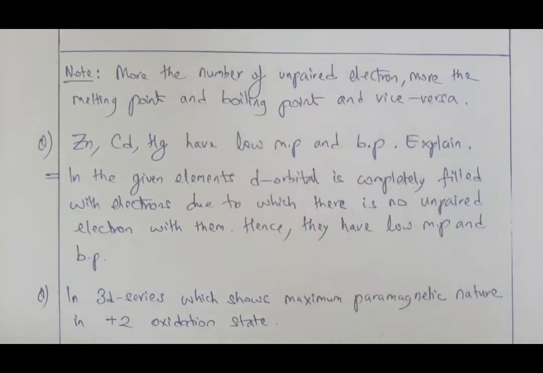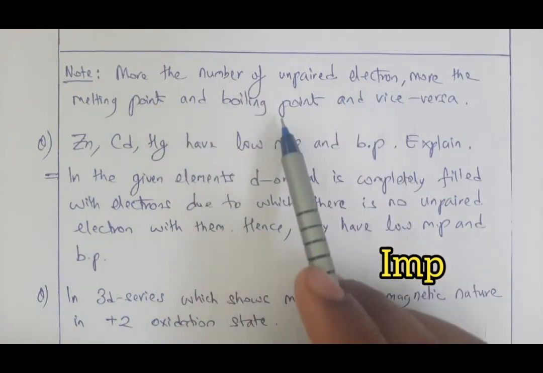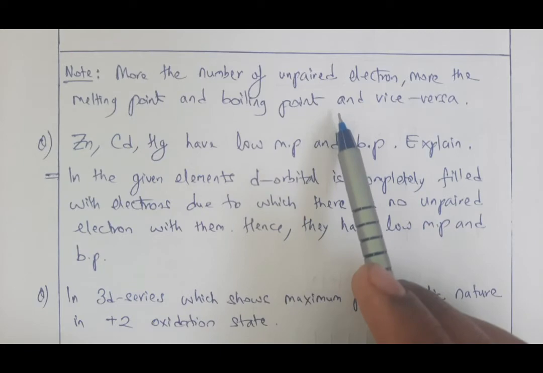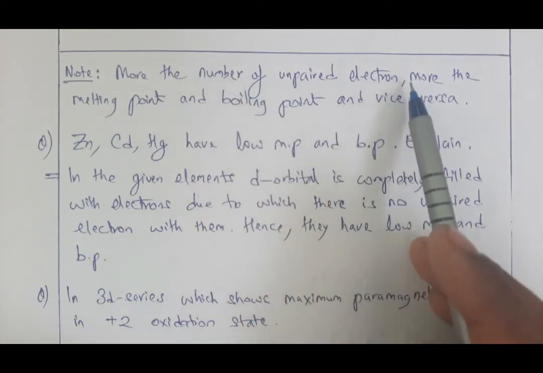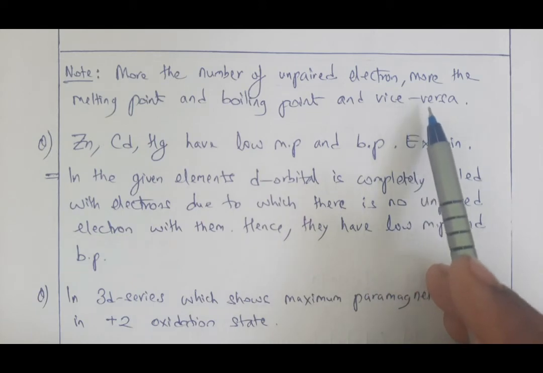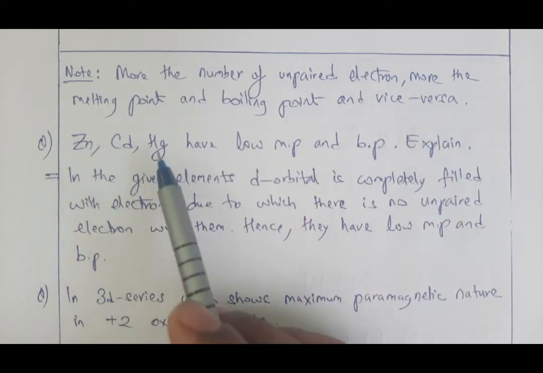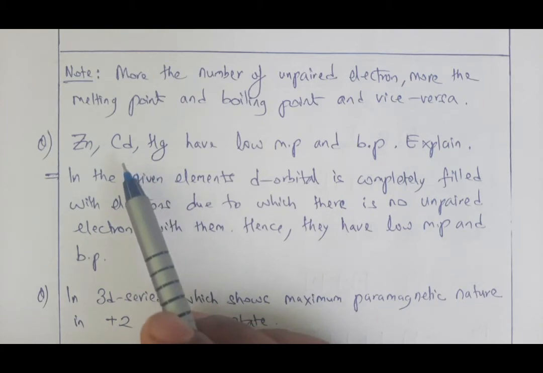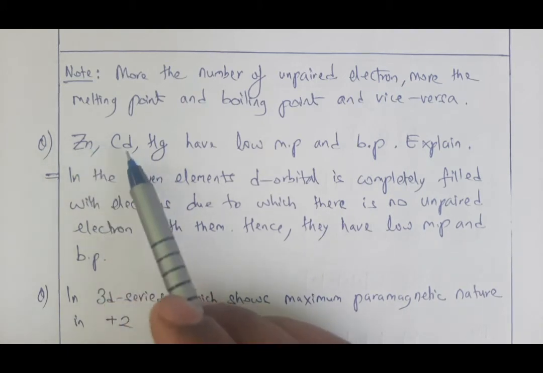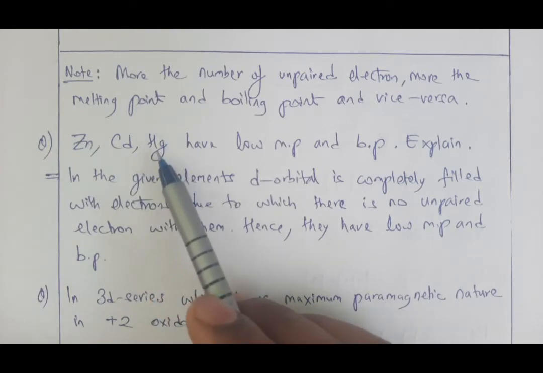Okay. And so, students, one thing you need to remember is this one. If the number of unpaired electrons is more, boiling point and melting point will also be more. But if the number of unpaired electrons is less, then melting point and boiling point will also be less. So zinc, cadmium, mercury are the bottom elements of all the 3 series. In the 3d series, the last element is zinc. In the 4d series, the last element is cadmium. And in the 5d series, the last element is mercury.